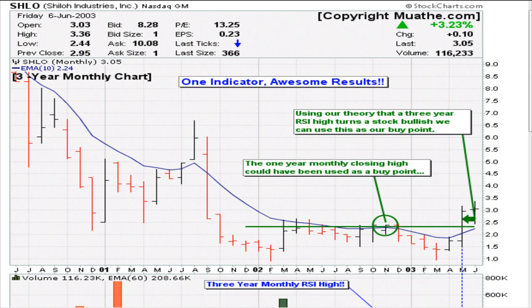2003 time frame. So what was going on here? You see this instrument was breaking out here. Okay, so the fact that it was making a multi-year breakout in price, and this is a monthly chart, there would have been a reason to be interested in the stock right there.